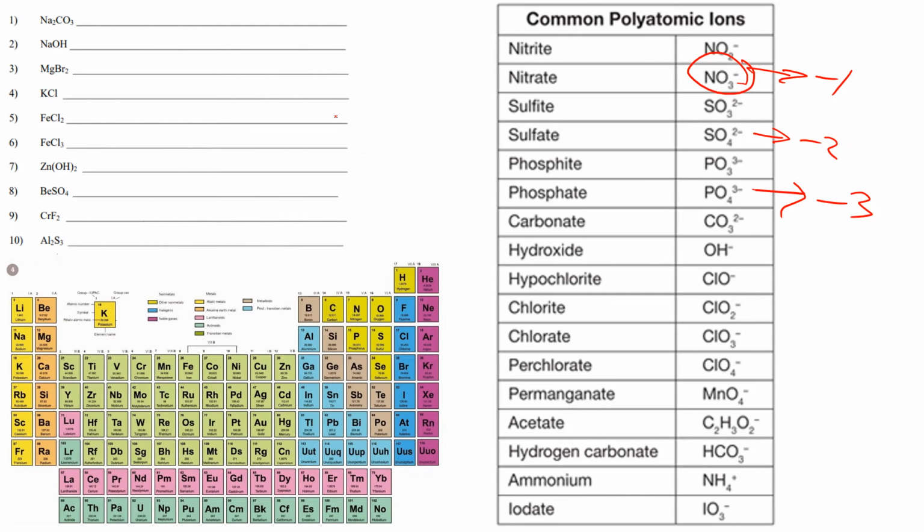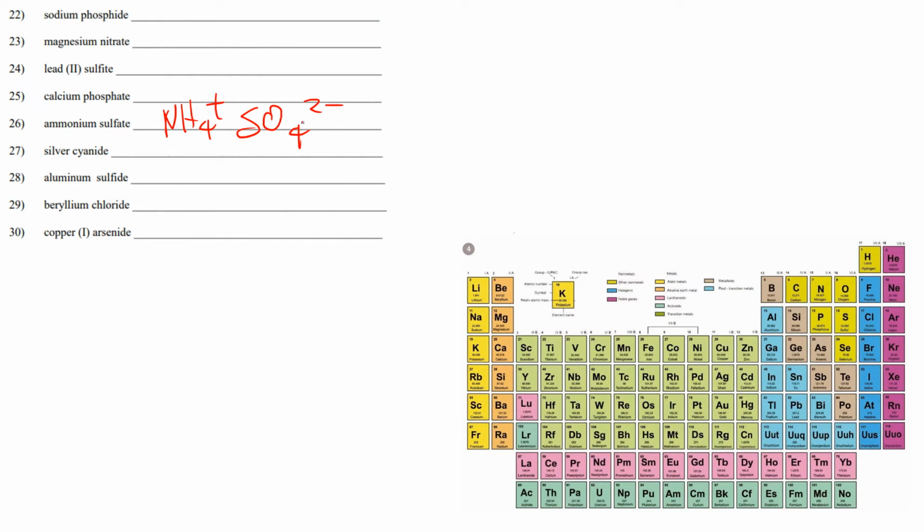Okay, double check on this table. Ammonium, a polyatomic ion that is a cation, meaning it's positive, and sulfate 2-. Okay, so if this is 2- and this is +1, we need 2 ammonium, so we have (NH4)2SO4. Okay, it's important to put the brackets around the entire polyatomic ion.